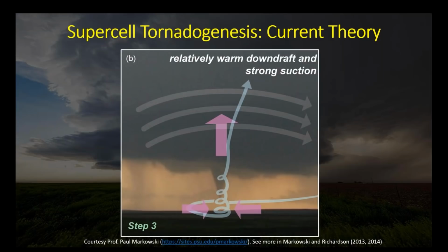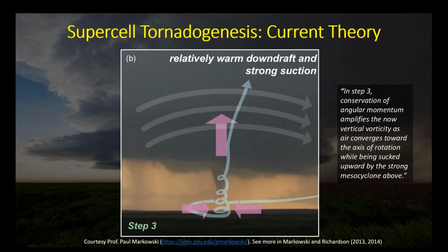In the third step, we have the intensification of near-ground rotation. This intensification occurs by way of the figure skater effect, referred to by scientists as the conservation of angular momentum, or vorticity stretching. A figure skater spins faster as she draws her arms closer to the axis of rotation. This same principle applies to the spin about a vertical axis produced in step 2. If the spinning air can be converged and drawn inward towards its axis of rotation, it will spin faster.